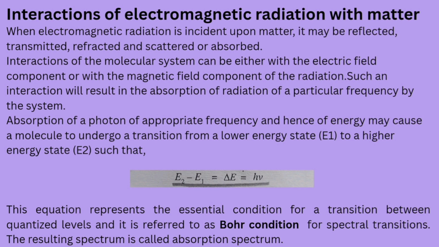Absorption of a photon of appropriate frequency and hence of energy may cause a molecule to undergo a transition from a lower energy state E1 to higher energy state E2, such that E2 minus E1 is equal to delta E, which is equal to h nu. This equation represents the essential condition for a transition between quantized levels, and it is referred to as Bohr condition for spectral transitions. The resulting spectrum is called absorption spectrum.